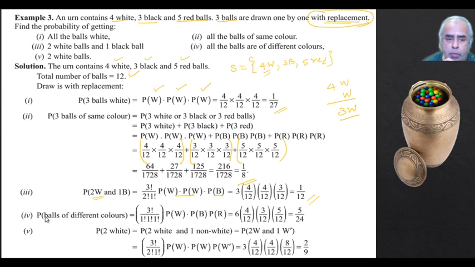Similarly, probability of balls of different colors. We have 3 different colors, white, black, red. So you have to do 3 factorial divided by 1 factorial each, and each one time probability. You multiply everything and proceed like this.